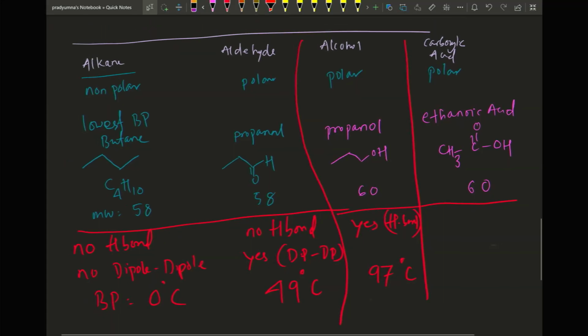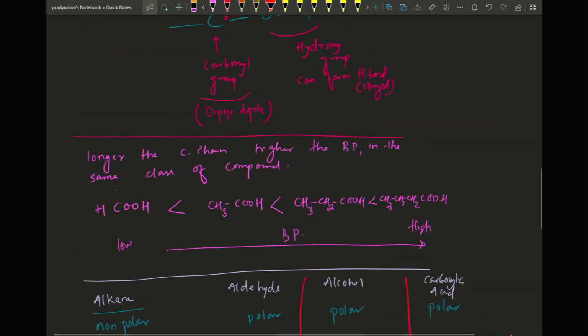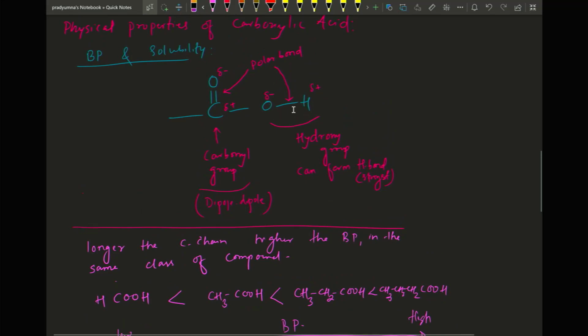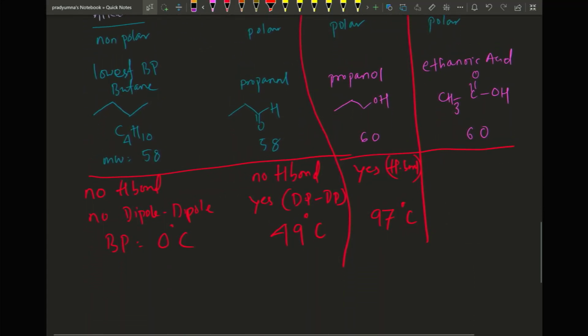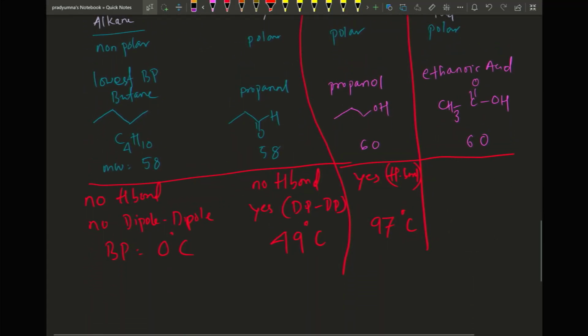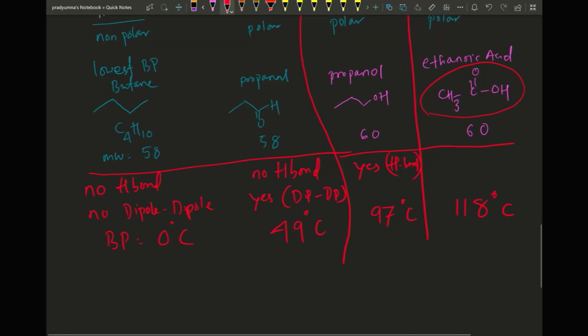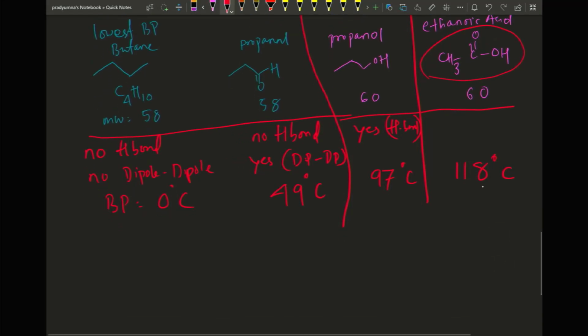How about carboxylic acid? If we go back, it has both groups, right? So it has a hydroxy group that can form a hydrogen bond, and also it has a carbonyl group that can form a dipole-dipole interaction. So there are two polar bonds. So this kind of makes things stronger, so the boiling point is going to be even higher. It's 118 degrees Celsius. But the reason this one has a higher boiling point is because it can form a dimer.